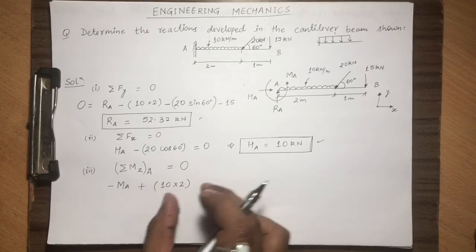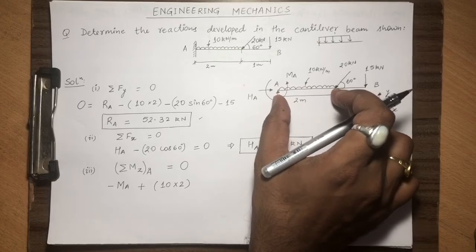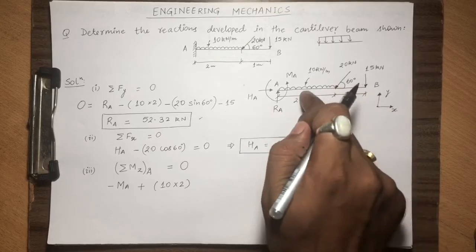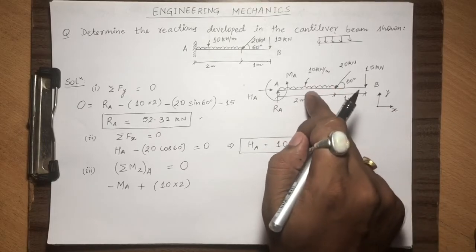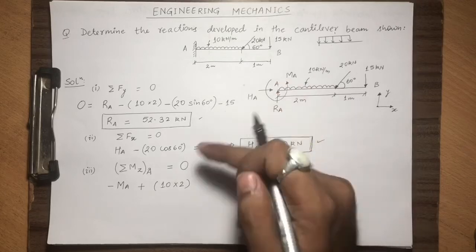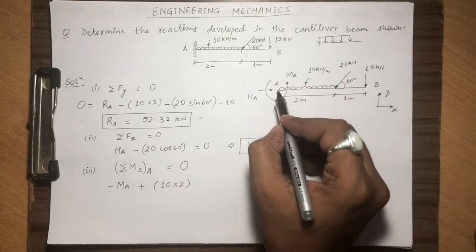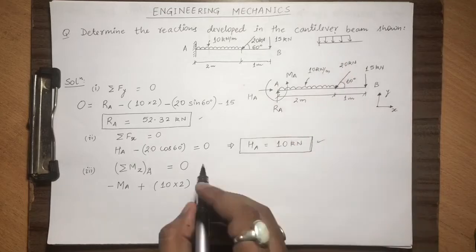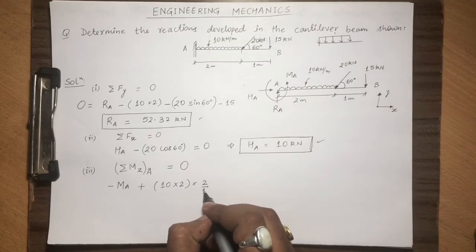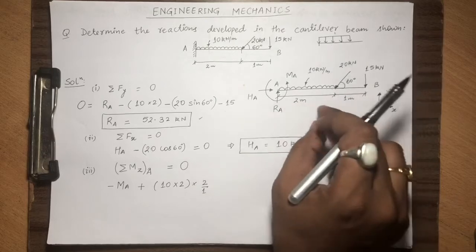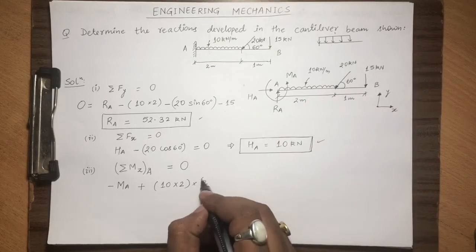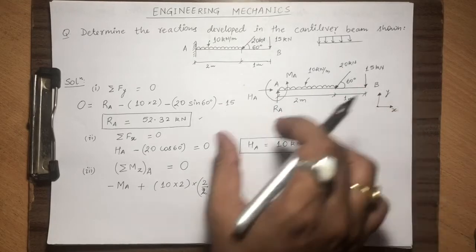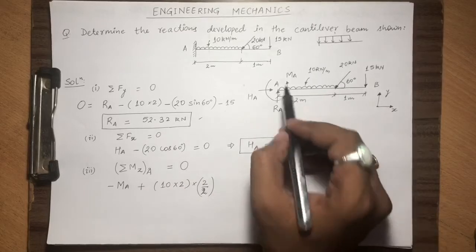So this is the magnitude of force due to this UDL multiplied by the lever arm. Lever arm will be the distance between the point of action of this force and the point about which we want to take the moment. That point is A, and the point of action of this force will be at 2 by 2, because it is a UDL, half will be there. Okay, clear. So this is the moment due to this UDL about point A.